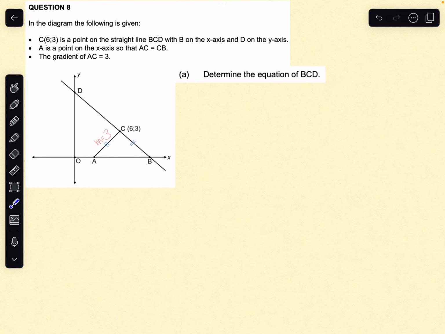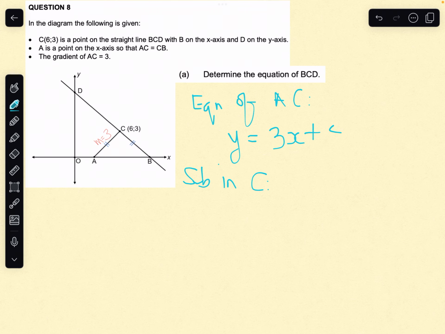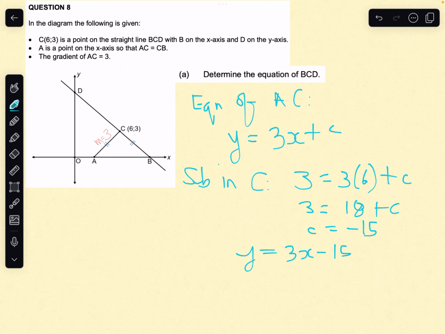So let's do that. We want to find the equation of AC, which will be given by y is equal to 3x plus c. These steps are pretty much the same as when we did this earlier. So I sub in my c, so y is equal to 3, x is equal to 6. Y is equal to 3x minus 15. So that is the equation of this line.